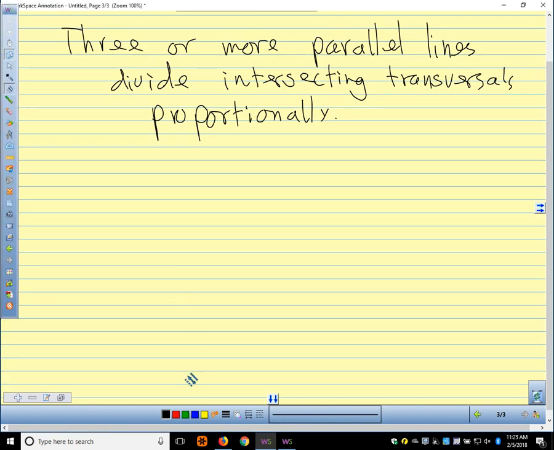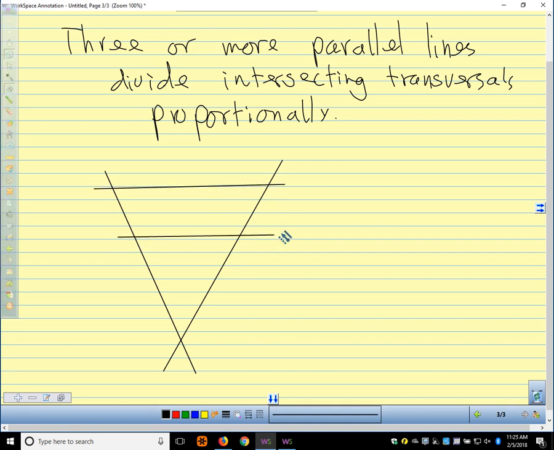So what we have for this problem, we have intersecting transversals, like so. And we have three or more parallel lines. So I'm just going to use 3. So those lines are parallel. Here are my intersecting transversals. So really what I have is this creates several different triangles. So that's why we call this a corollary. If we get triangles, we can use the side-splitting theorem on the triangles.